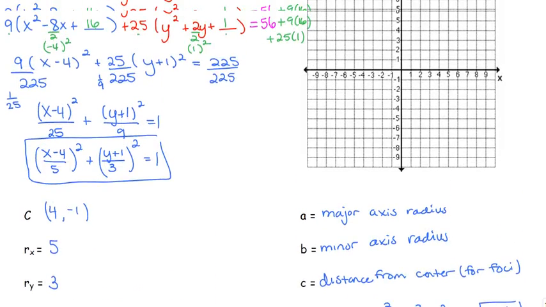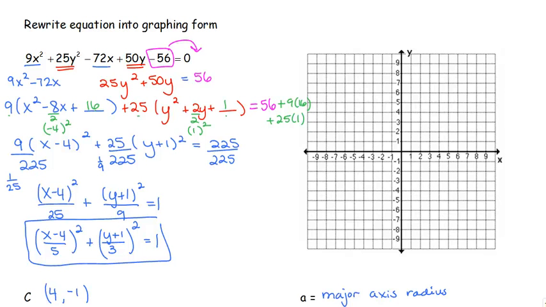Let's start graphing some of this. We know our center is at 4, negative 1. We have that our r of x, our radius in the x direction, is 5. That means we're going to go 1, 2, 3, 4, 5 to the right, 1, 2, 3, 4, 5 to the left. Our r of y, our radius in the y direction, is 3. So we're going to go up 1, 2, 3, and we're going to go down 1, 2, 3. That's going to give us our ellipse shape. And you can see that it's kind of in the shape of a football.